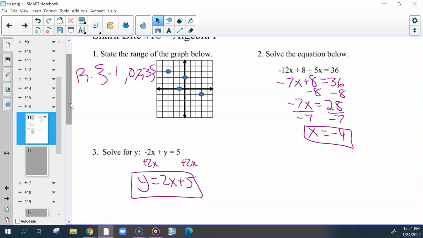Number 2, you needed to solve this equation. So combine your like terms, and then start solving for x. Subtract, divide, and you get x equals -4.